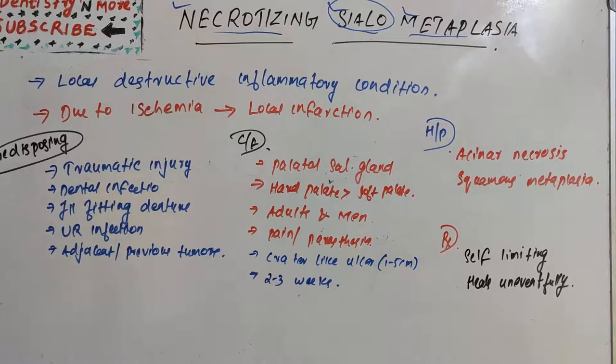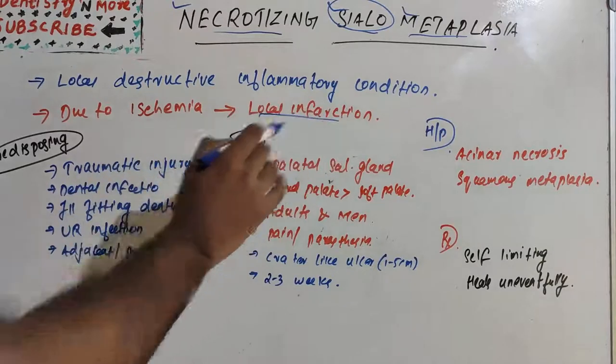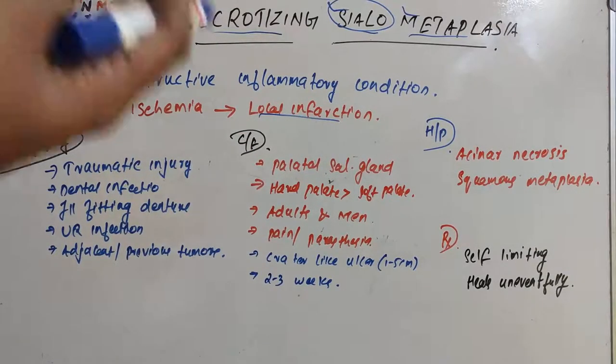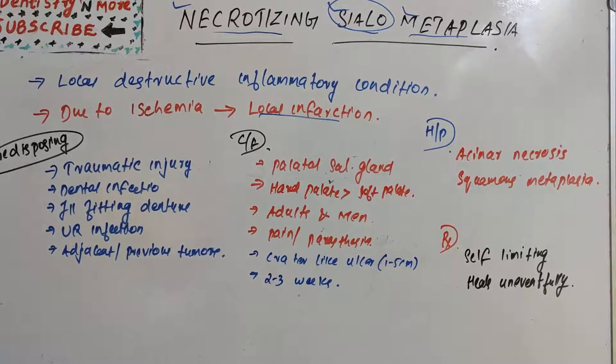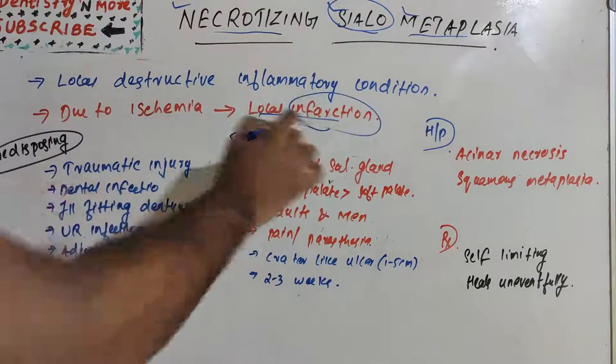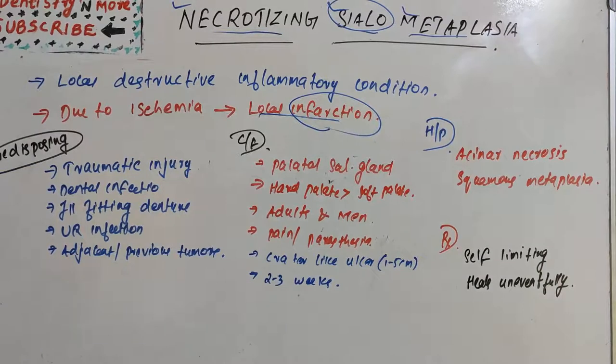Necrotizing sialometaplasia is not very common. It is an uncommon local destructive inflammatory condition of the salivary glands. The cause of this lesion is not known, but they believe it is a result of ischemia of the salivary tissue, which further leads to local infarction. So ischemia happens, which leads to the infarction of the salivary glands. When there is ischemia, there will be no blood supply, no oxygen, the ATP production is lost, and there will not be any glucose. It leads to infarction.